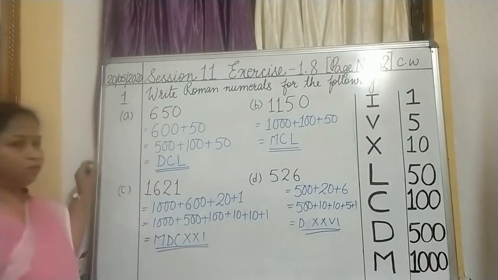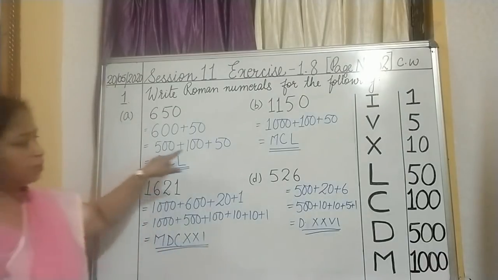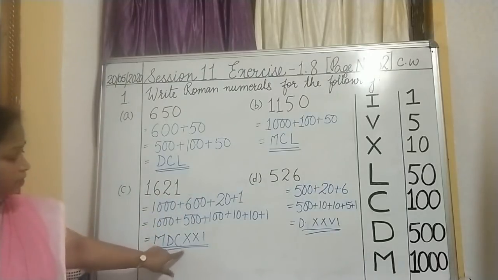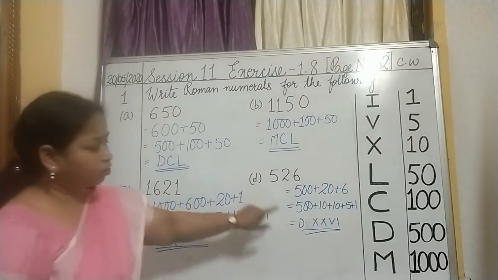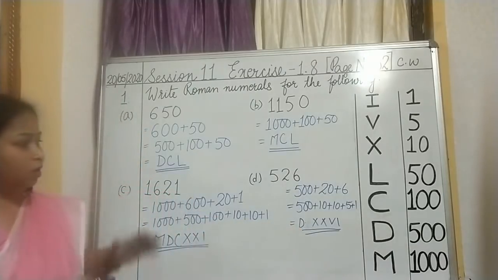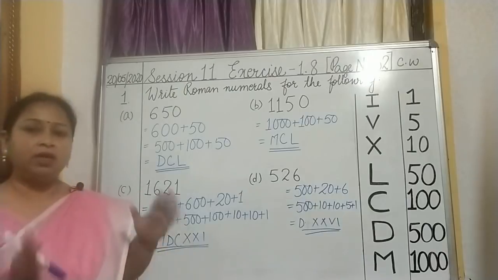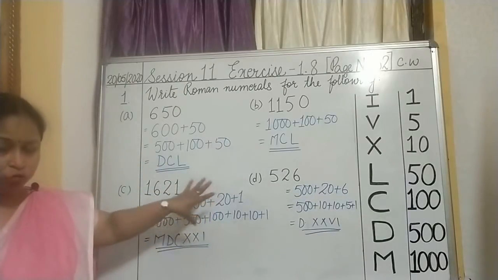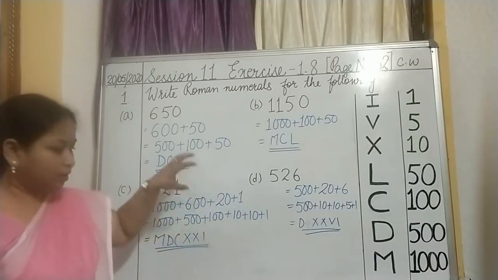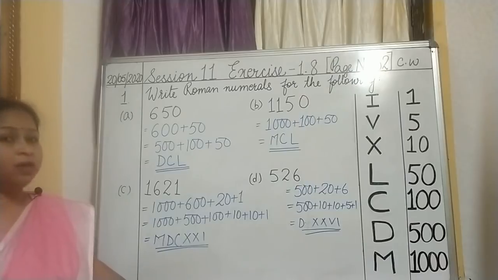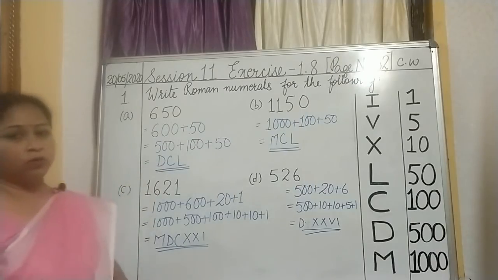So answer for A is DCL, answer for B is MCL, answer for C is MDCXXI, answer for D is DXXVI. Children, you have to write only the answer in your book. You need not write the steps. These steps, if you want, you can note down in your rough copy so that it helps you further. Okay. So let us move on to question number 2.